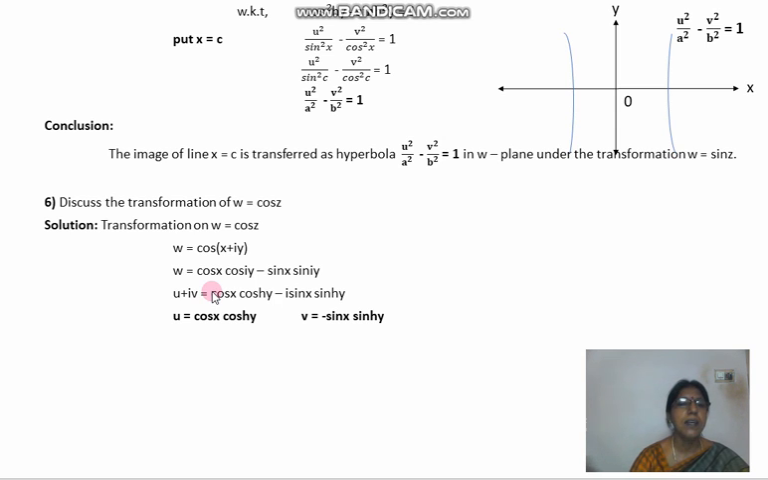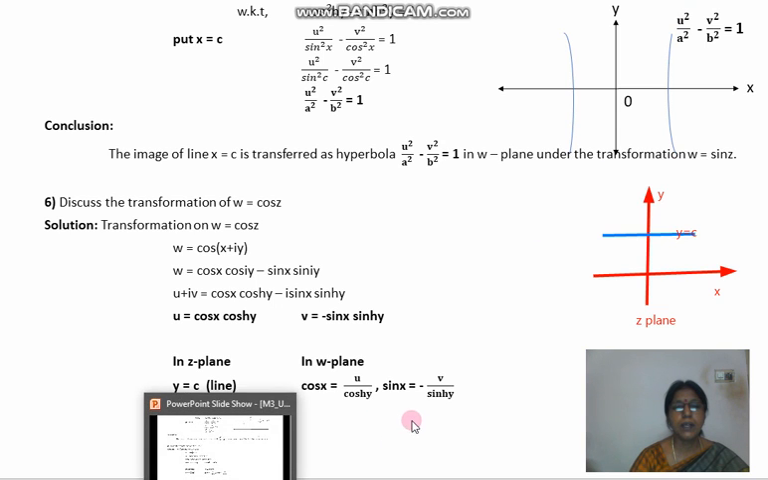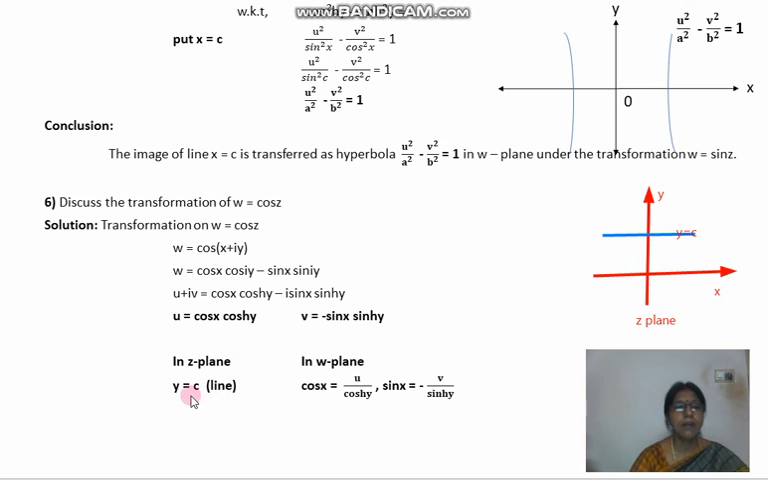Only the transformation is given. There is no curve in the z plane given in the problem. So we take as an example, in the z plane, y is equal to c, which is also a straight line. Now we have in the z plane y is equal to c. This is a line. We take this as an example. We have not been given this in the problem. So we have a z plane line and a transformation. Then what is the image in the W plane of this line? We are going to observe that.